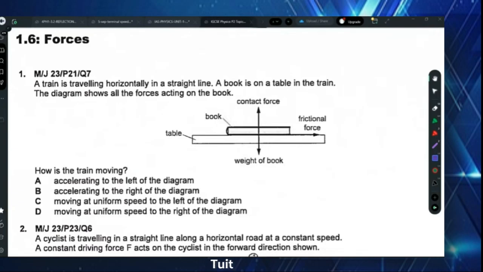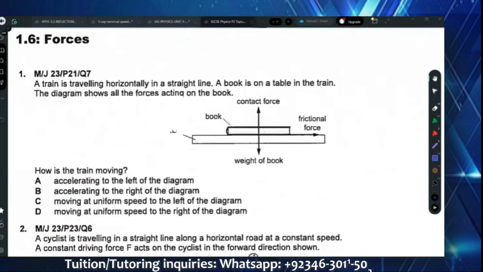Question number one is: a train is traveling horizontally in a straight line. A book is on the table in the train. The diagram shows all the forces acting on the book. How is the train moving?